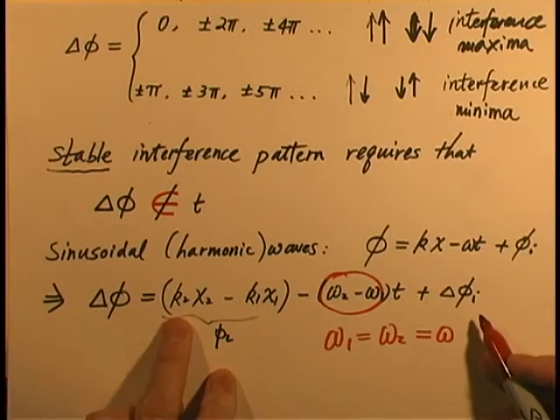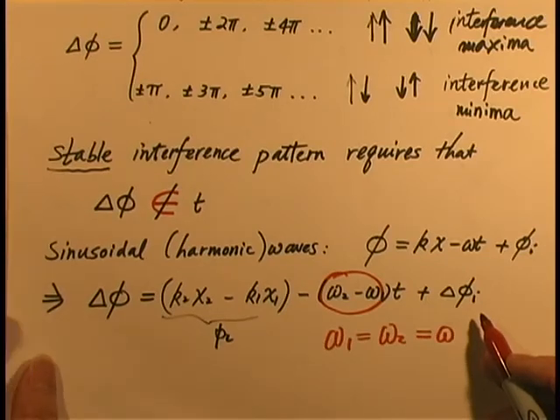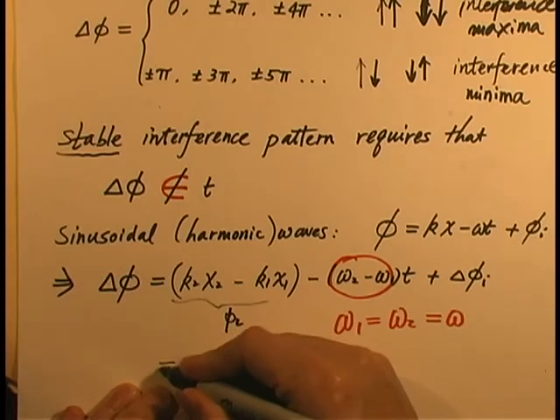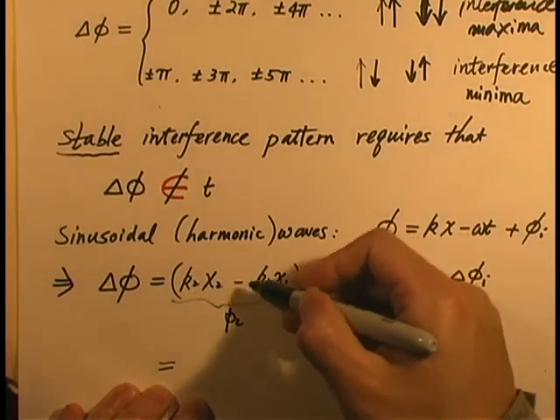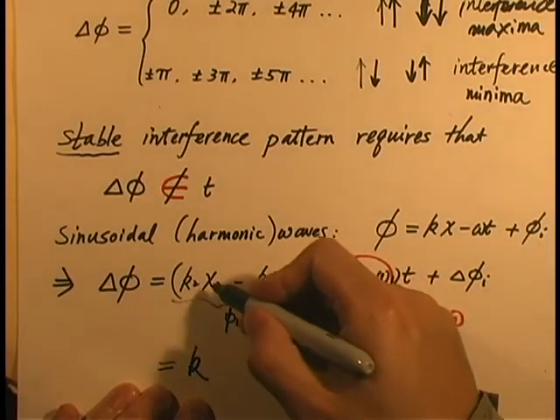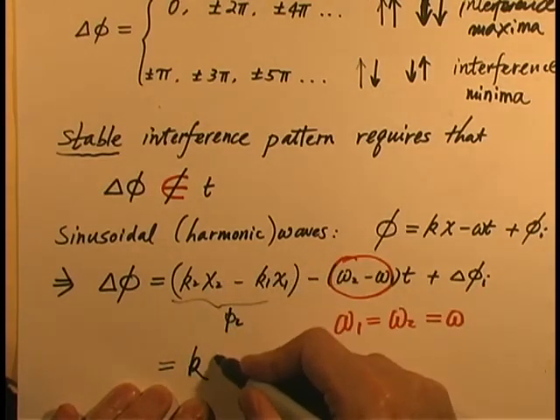Now, what's k? K is 2 pi over the wavelength, right? And since the wavelengths of wave 1 and wave 2 are the same, that means K1 and K2 are also equal to each other, and that tells me that I can simplify delta phi like this. K2 is equal to K1, so let's just simply call it K. And then you have x2 minus x1, let's call it delta x.